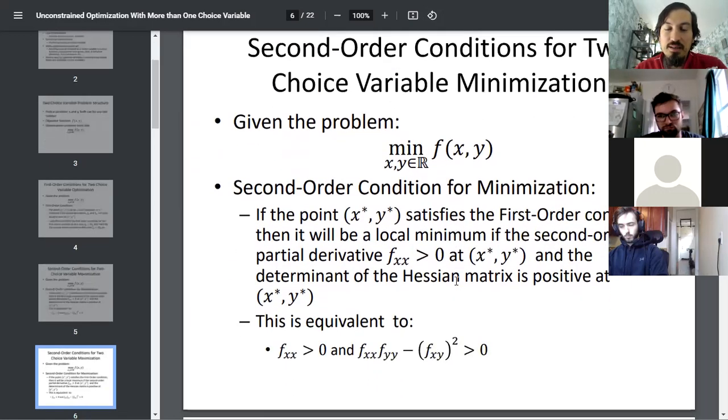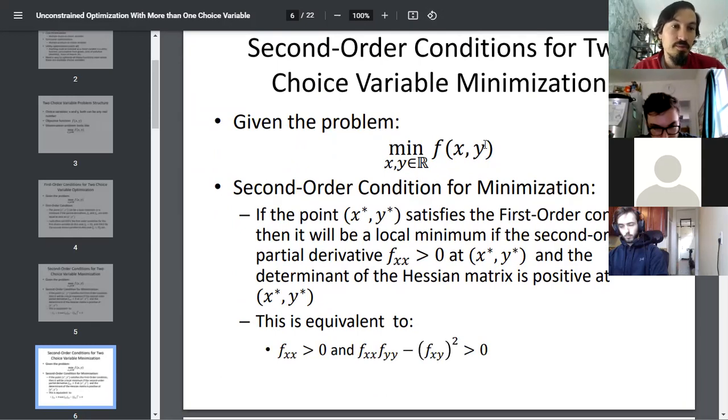Good news is it's almost exactly the same. What if instead of maximizing, we want to minimize some function like cost? Cost is something you want to minimize, or pollution is something you want to minimize, or the number of people who die from some kind of disease.